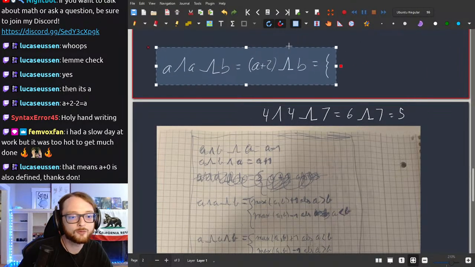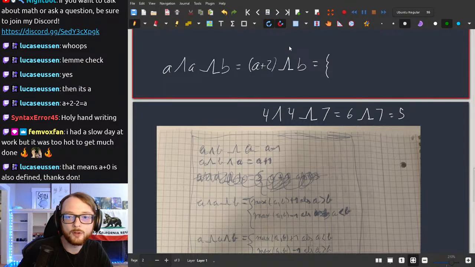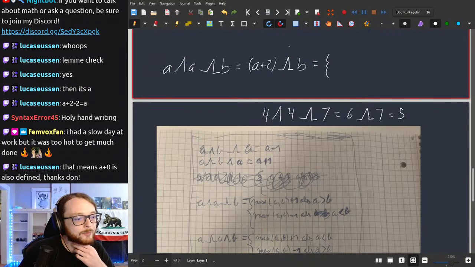Okay, syntax. I can't judge for handwriting. You had a slow day at work. It was too hot to get much done. Dude, when it's hot out, I do not want to do anything.